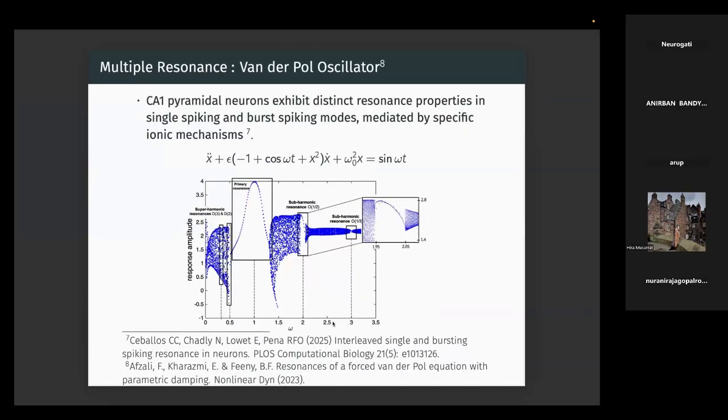Research has suggested that neurons have multiple resonances, not only one, and such a differential equation can be used to have multiple resonance peaks. So if you notice, it has a primary resonance at 1 hertz, a secondary resonance at 2 hertz, and a subharmonic resonance at 3 hertz, at 3 omega.